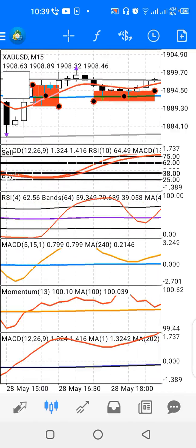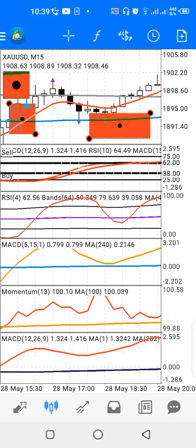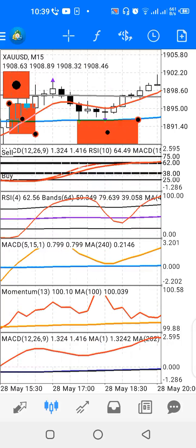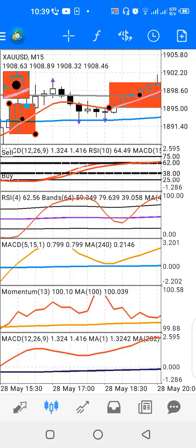This is the low. Since I'm entering my buy trade around here, this is the lowest point before that point. So I place my stop loss somewhere below here. Then the measurement from this low to the entry point will be my take profit.